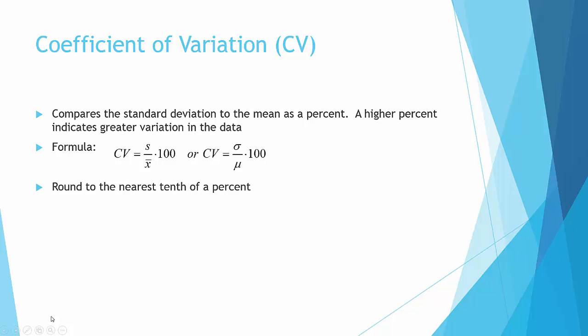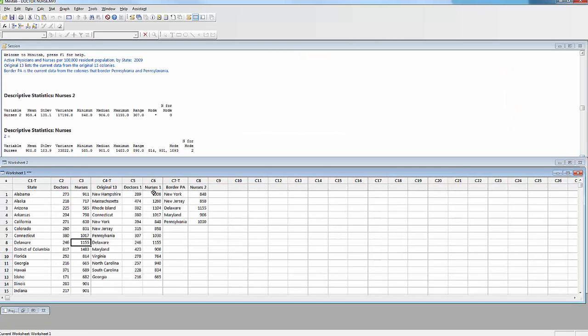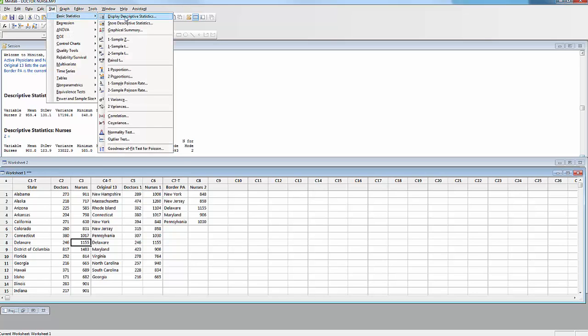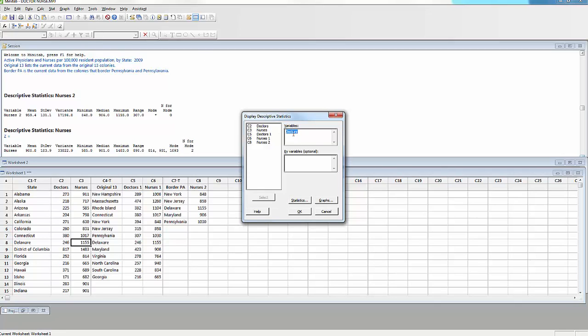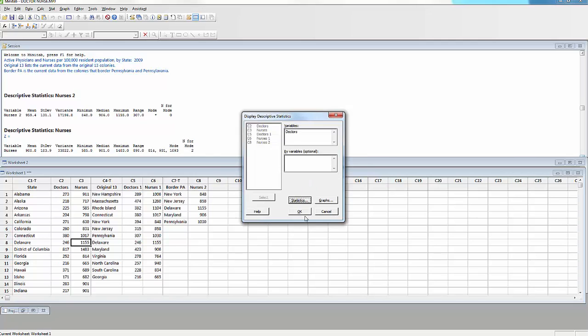So again, we're going to go back to Minitab, and this time we're going to look at the doctors and the nurses. So I'm going to move to my original worksheet. So I'm back in my original data. And I had descriptive statistics for nurses, and now I would like descriptive statistics for the doctors. So I'm going to go to Stat, Basic Stats, Display Descriptive Statistics. I want doctors this time. And the statistics I want are the mean, standard deviation, variance. These are all the things we checked before, so okay.